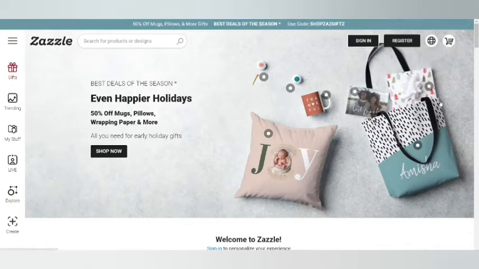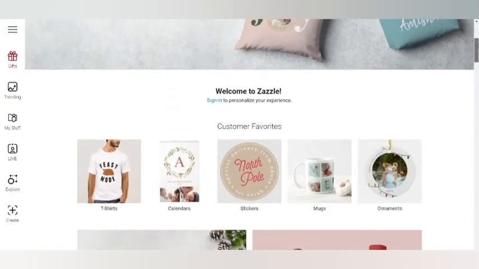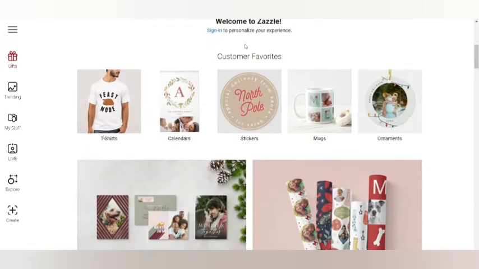This one is also a trending niche, gift wrapping paper, because Christmas is around the corner, so people are ready to send gifts to their loved ones. That's why these kinds of designs are popular. So this is the very first page. You can get the idea. If you scroll down, you're going to see the customer favorites.